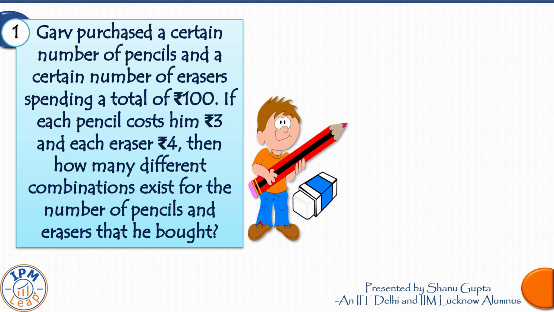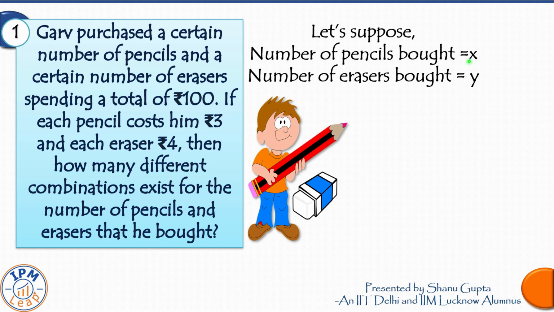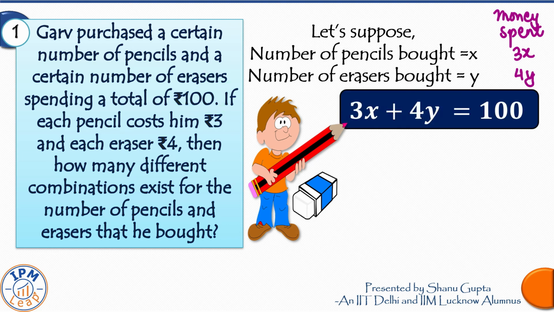How do we go about solving this question? Well, we take some variables and formulate equations on the given data, isn't it? So let us suppose the number of pencils bought are equal to x and the number of erasers bought are equal to y. Each pencil costs rupees 3, so total money spent on pencils is 3 times x, right? And each eraser costs rupees 4, so total money spent on erasers will be 4 times y. Total expenditure is given to be 100 rupees. So we can use this information to write the equation 3x plus 4y is equal to 100.